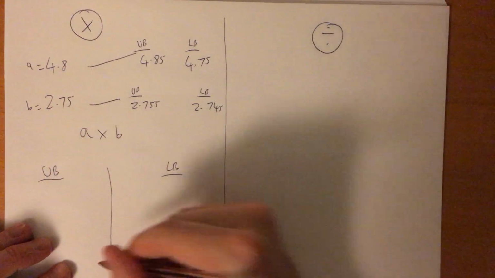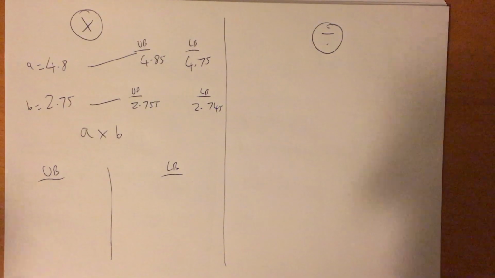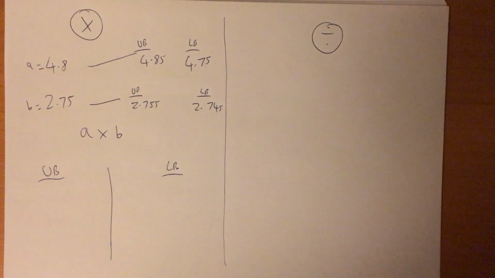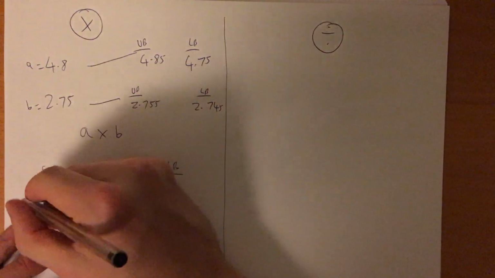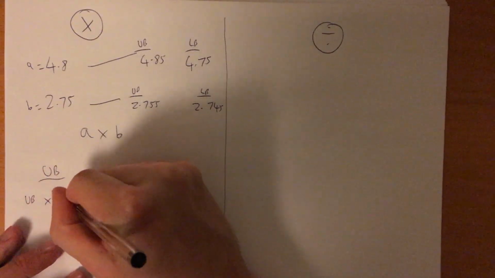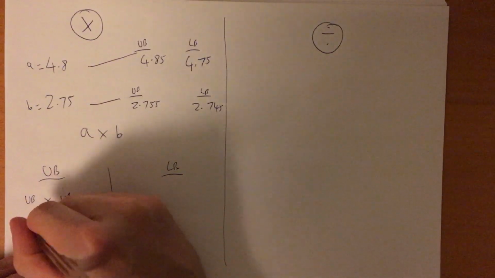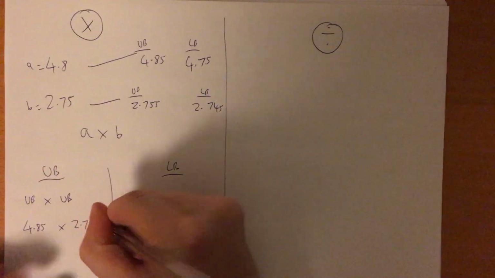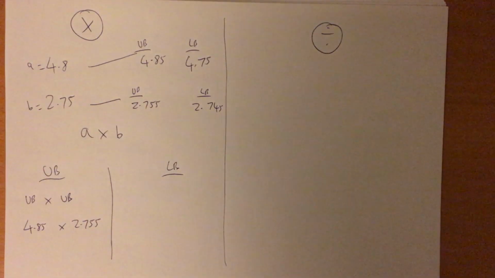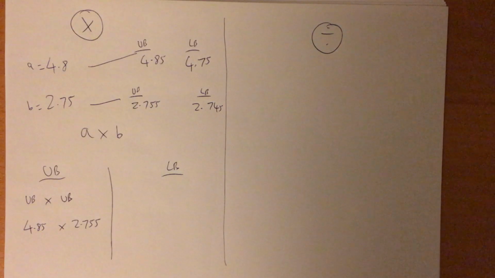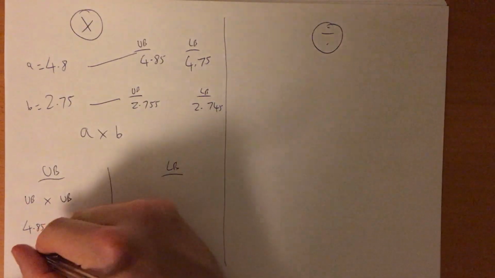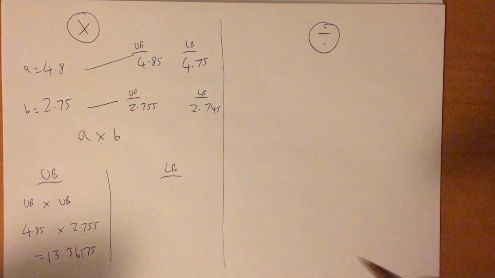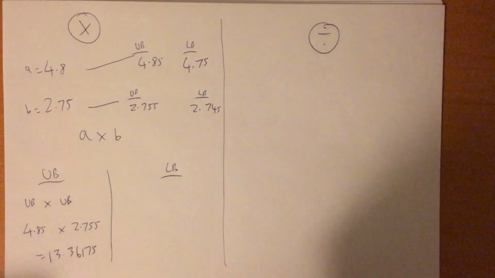Now we agreed here, the upper bound, when you add, is the two biggest numbers added together. The exact same thing when multiplying. Obviously, to get the biggest answer you want the biggest A and the biggest B. So therefore, it'll be upper bound times upper bound, which is 4.85 times by 2.755. So 4.85 times by 2.755 is an ugly number, 13.36175.